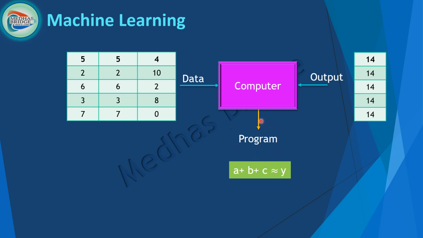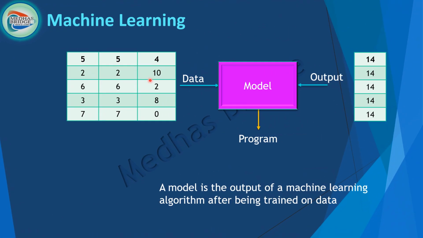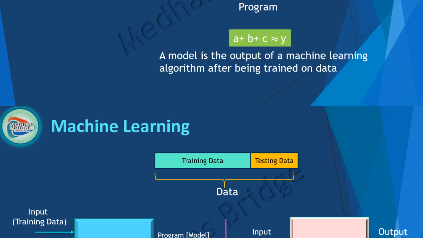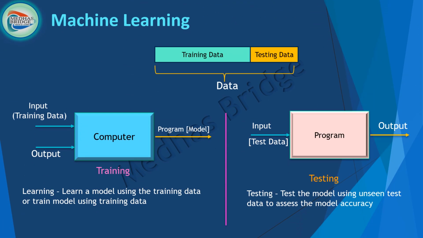This model now generalizes for a given input data what would be the output, isn't it? So this is what we mostly see in machine learning. A model is the output of a machine learning algorithm after being trained on data. Make a point. In machine learning we use the term deployment, right? Deploy the model. Prior to deploying the model, first you need to train the model.